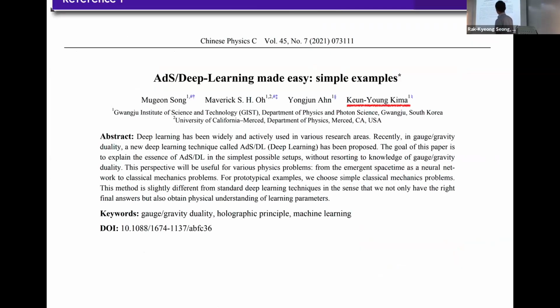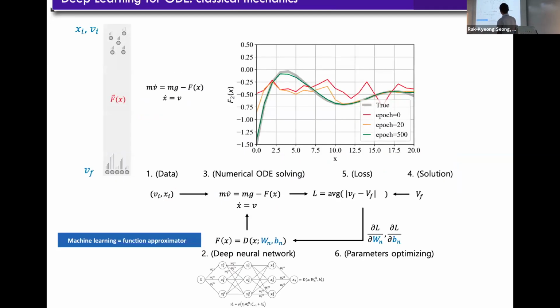Okay, I think an example is the best way to explain something. So let me explain a simple one. This is the paper I wrote with undergraduate students. The title looks fancy, AdS deep learning made easy, simple examples, but the content is kind of boring. Just the title looks simple. But this is a very simple problem, a one-dimensional problem, fractional physics.